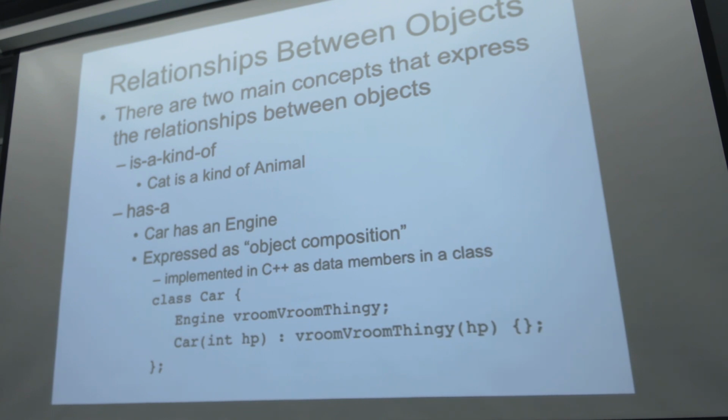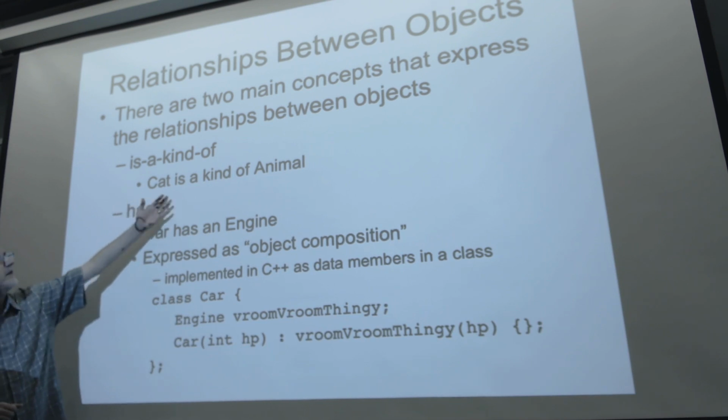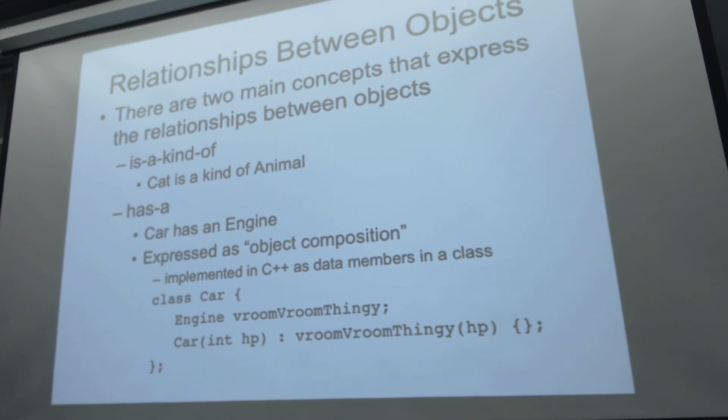So a cat is a kind of animal. You wouldn't say an animal has a cat. That doesn't make any sense really. So you don't want to have cat as a type of data member inside your animal class. You want to have some inheritance relationship between these. So cat has similar behaviors to animal, and you want to use those behaviors.